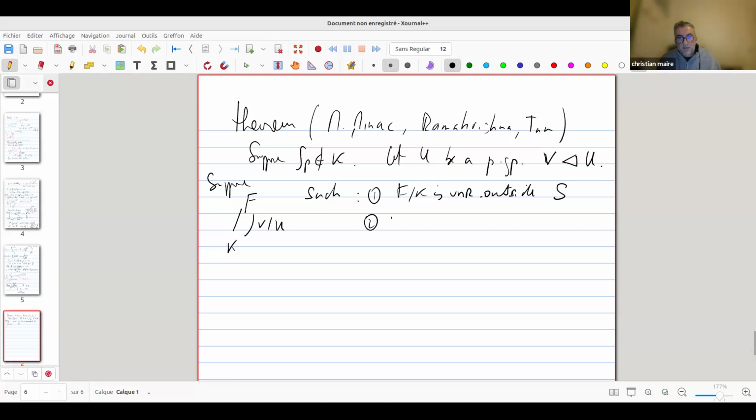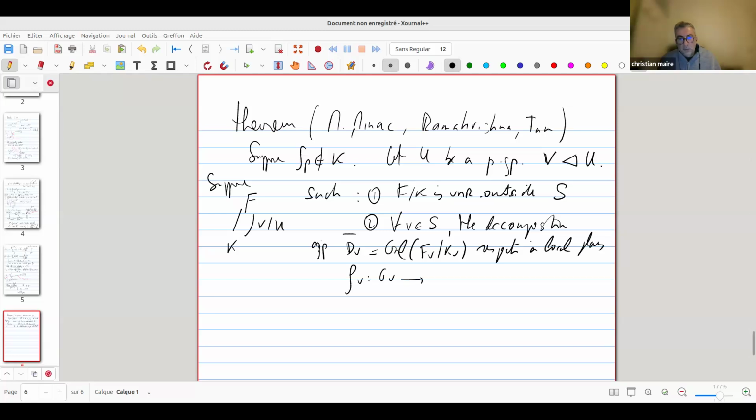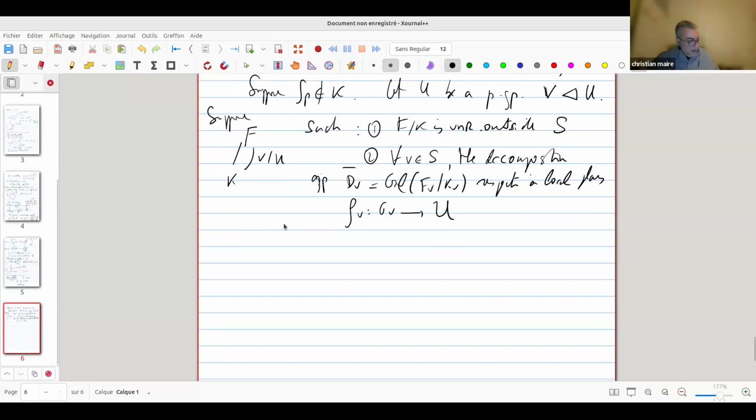But what we want is that for every place in S, every prime in S, the decomposition group, denoted D_v bar, which is the Galois group of F_v over K_v, respects a local plan rho_v from G_v to U. So we are here in the quotient, and what we want is that this local Galois group in the quotient is the image of the local plan. And so then we can lift.